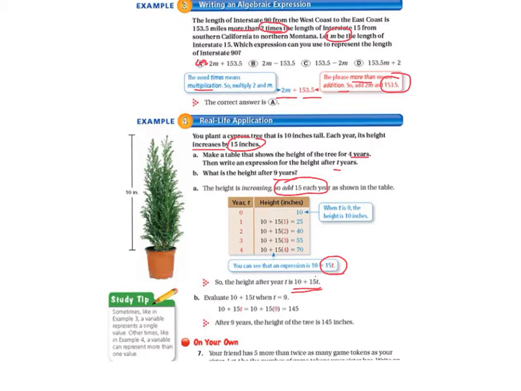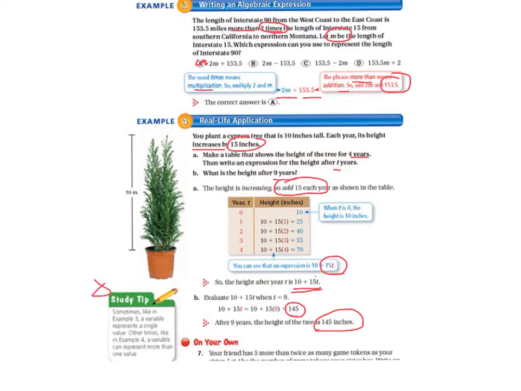So we evaluate 10 plus 15t when t equals 9. So 10 plus 15t equals 10 plus 15 times 9, which equals 145. So after 9 years, the height of the tree is 145 inches. So that's a really tall tree.